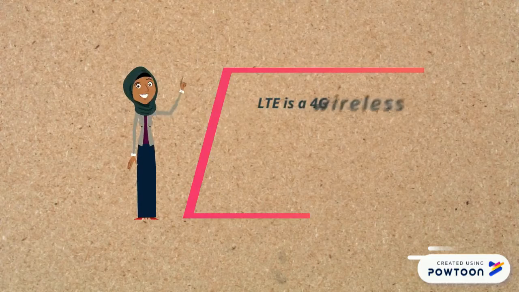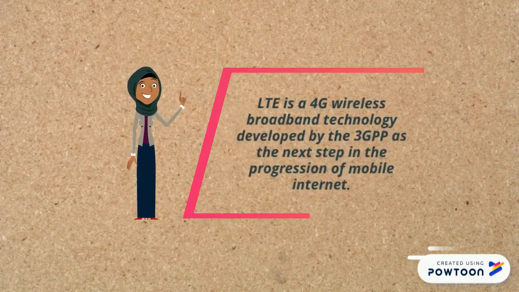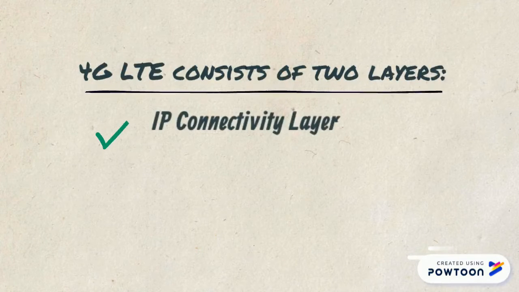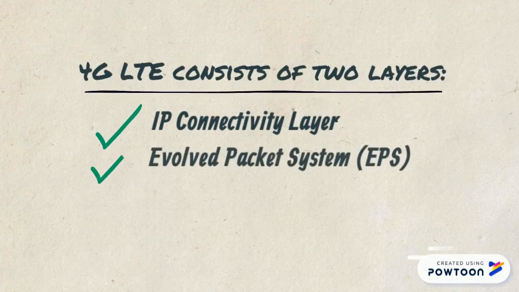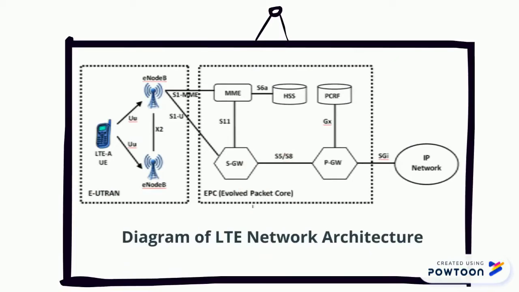LTE is a 4G wireless broadband technology developed by the 3GPP as the next step in the progression of mobile internet. 4G LTE consists of two layers. The first is an IP connectivity layer, which handles all data, voice, video, and messaging traffic. The second is an evolved packet system, which handles the overall communication procedure. This is diagram of LTE network architecture.